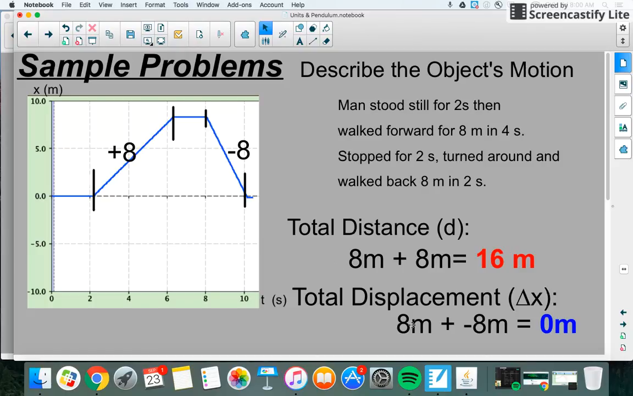So that was just a review on how to read a position versus time graph and get distance and displacement from it. If you have any questions, I'll talk to you in class.